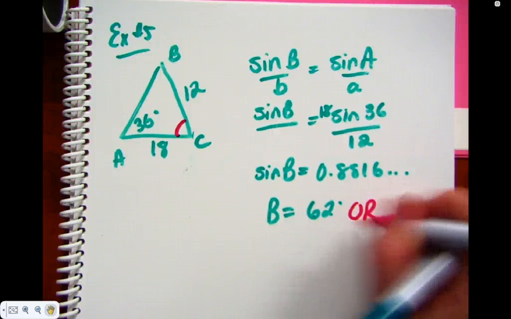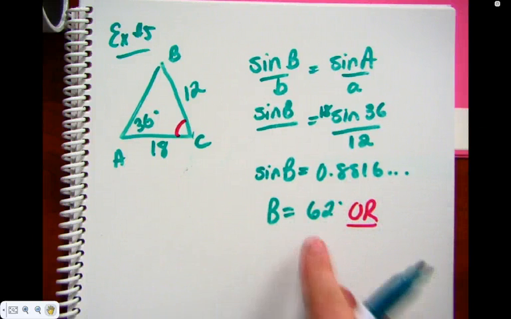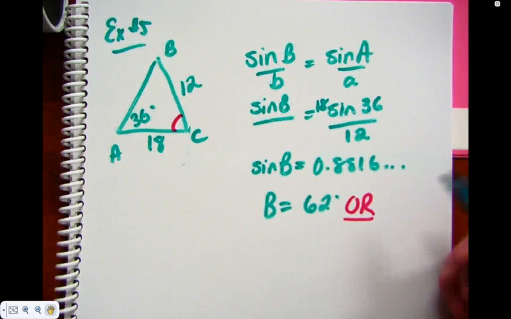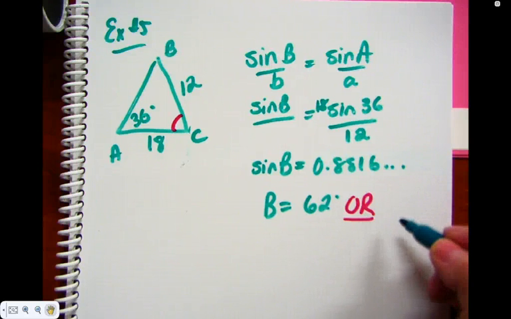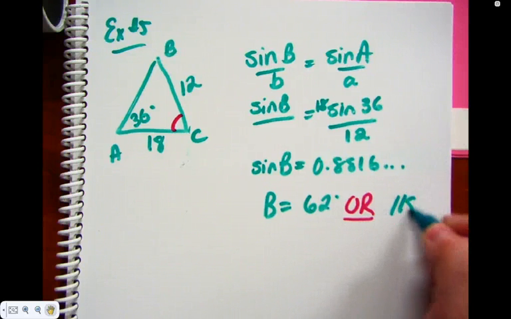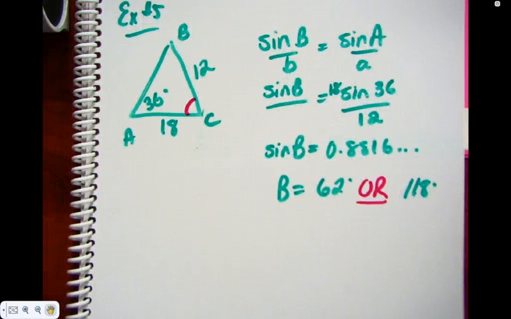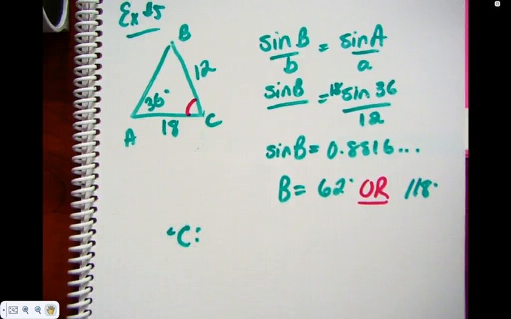Or, and again, your brain's going to want to stop here because it seems natural from last year, but you need to understand the CAST rule. There's a Q2 answer, 118. Nobody confirming. Are we done? No. What is the question asking for? How are we going to find angle C?